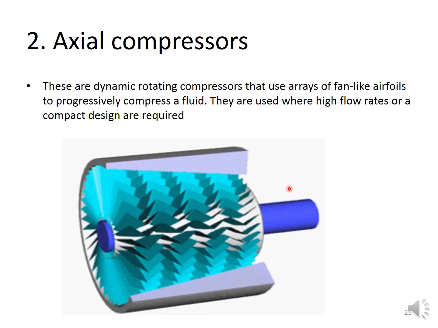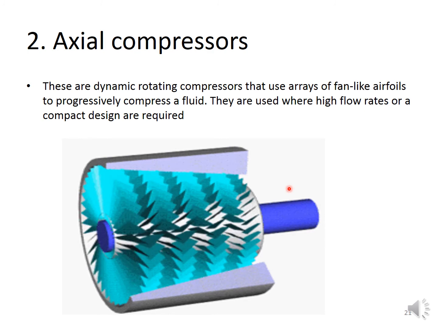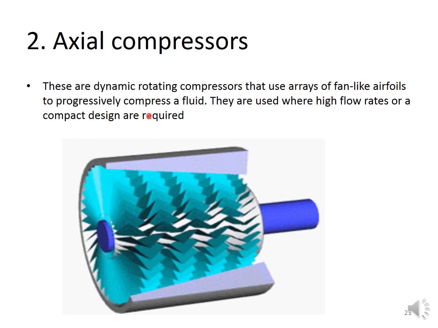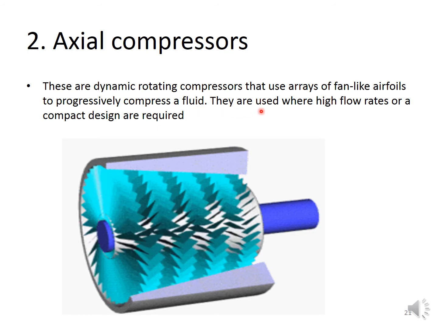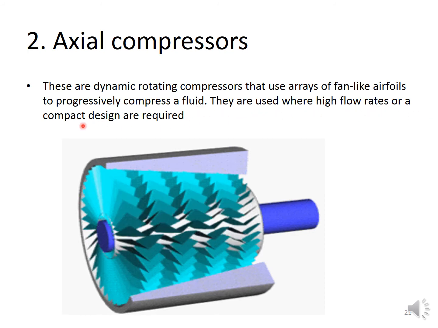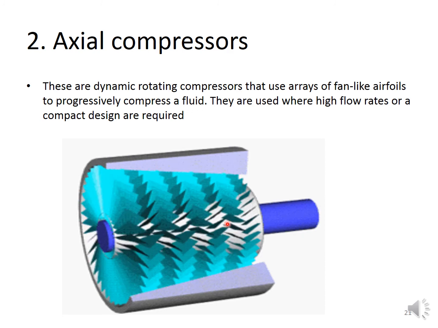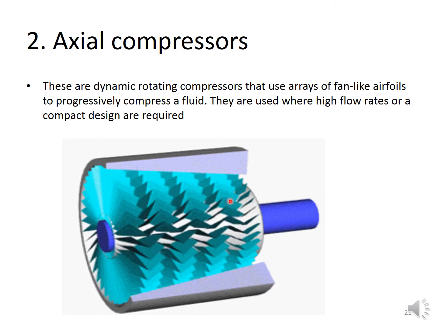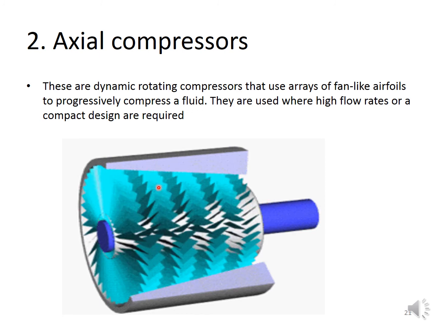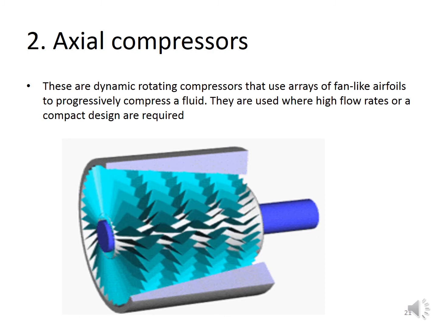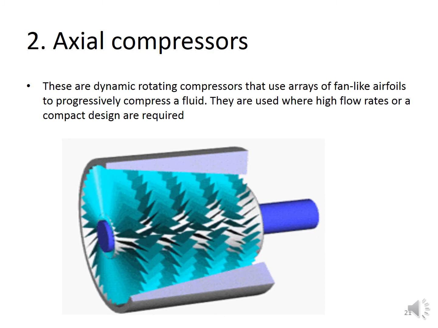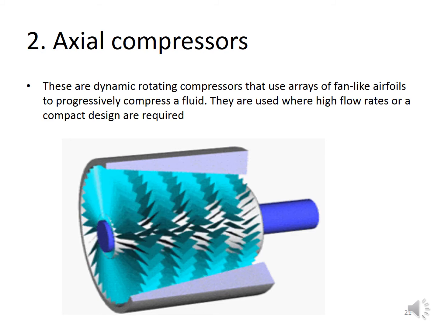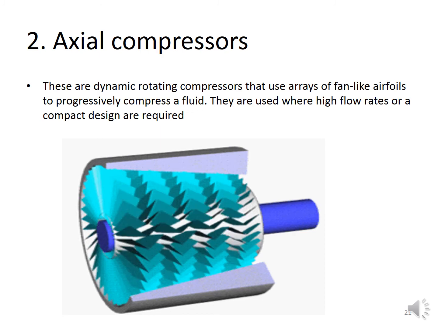These are dynamic rotating compressors that use an array of fan-like airfoils to progressively compress the fluid. They are used where high flow rates or compact design is required. See, compact design and high flow rate. You see 1, 2, 3, 4, so multiple impellers or multiple fan blades. It is like an inbuilt multiple stage, which gives you a high rate of compression. It looks like a turbine.